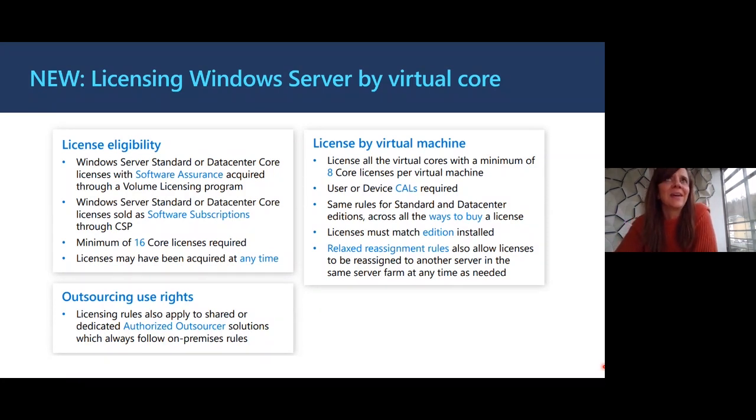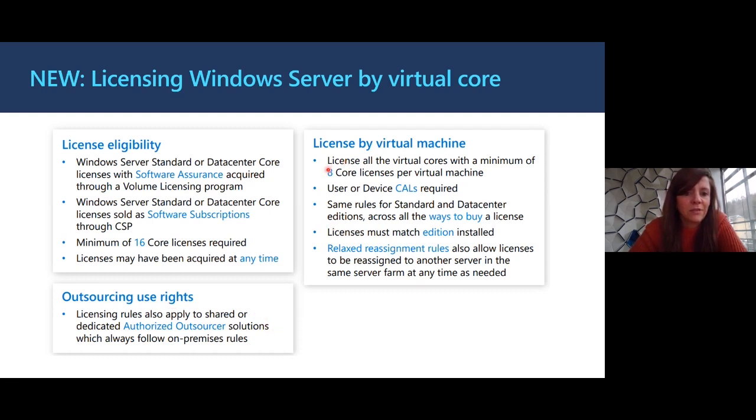Then licensing eligibility. So we're still talking about Windows Server license by virtual core. What is the license eligibility rule? The licenses must be either Windows Server Standard or Data Center Core licenses with SA, with software assurance, or CSP subscriptions for Windows Server Standard or Data Center. There is also a minimum of 16 core licenses required, and licenses may have been acquired at any time by the customer, also before October 1st. So we know it's going to apply to authorized outsourcers solutions.